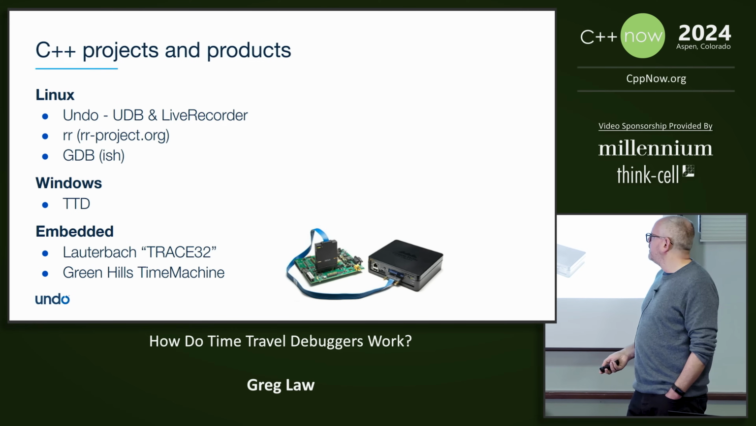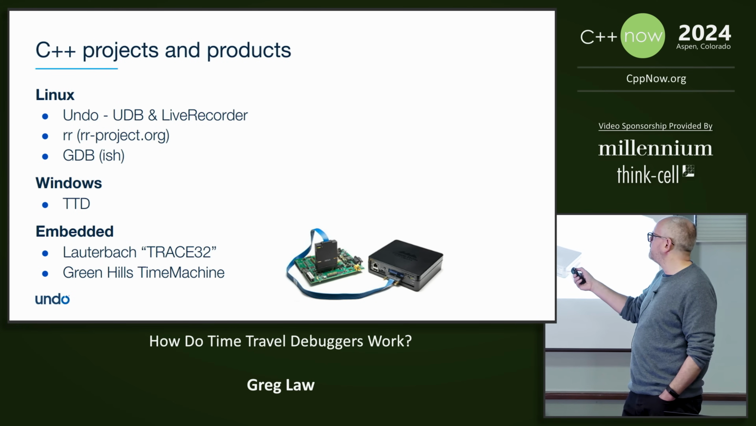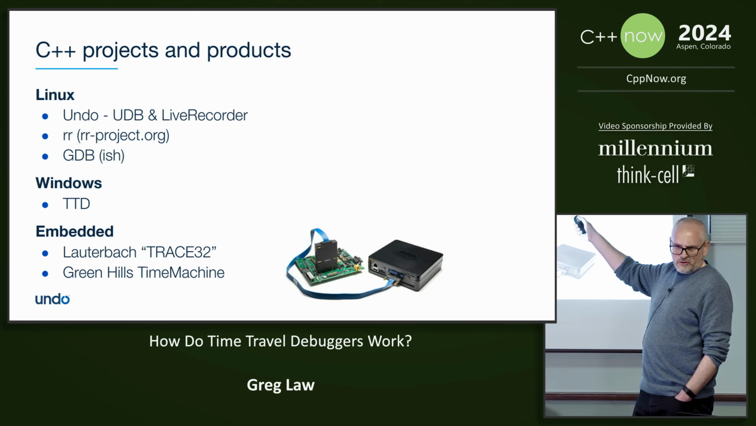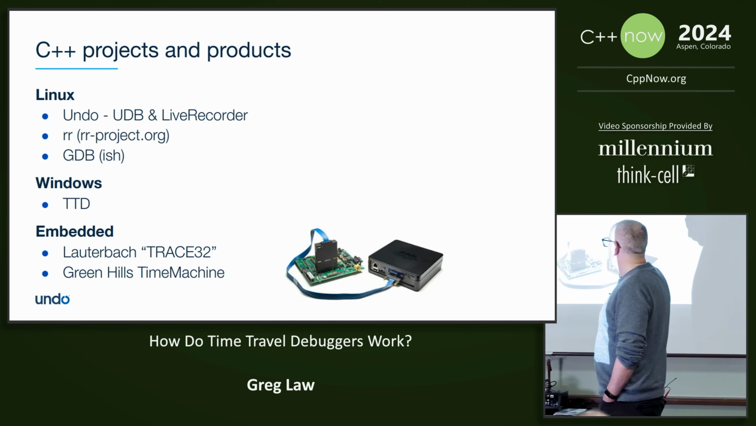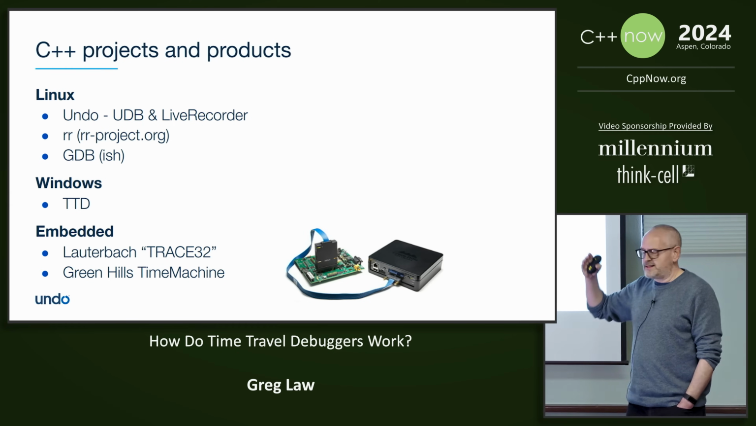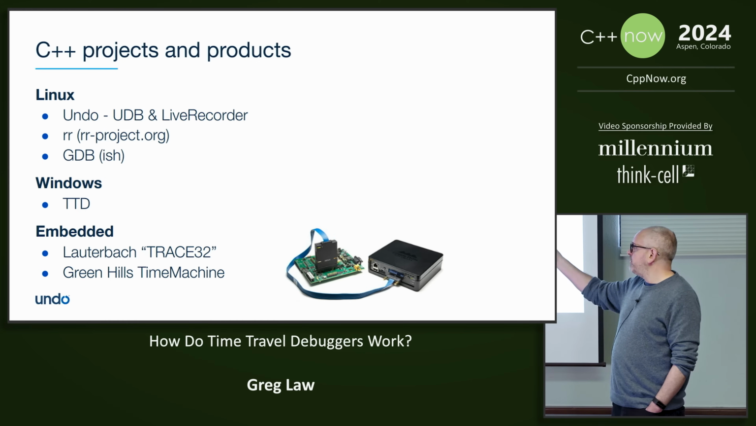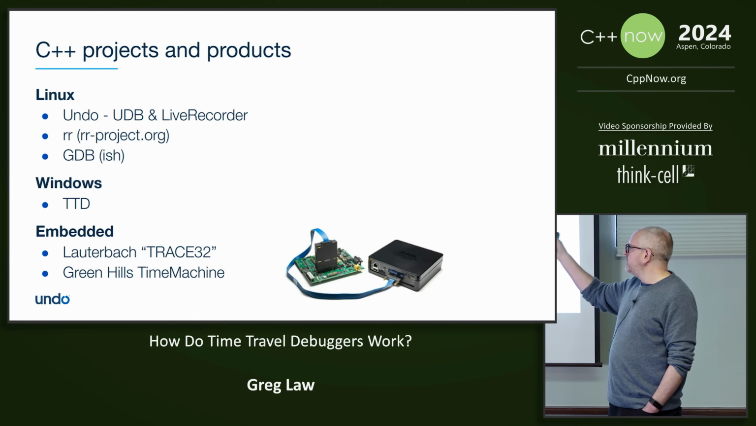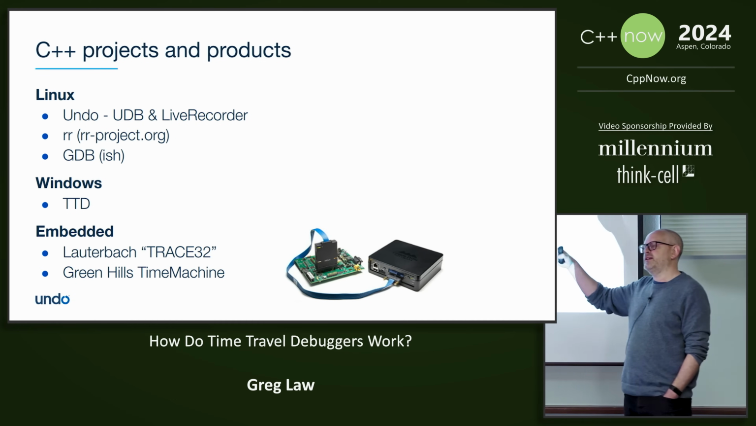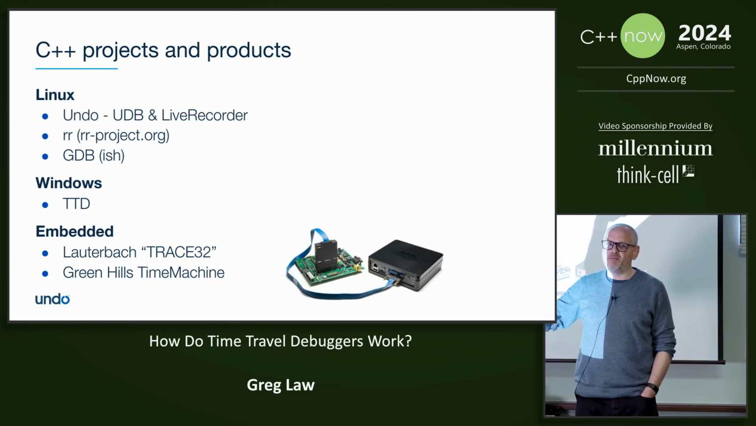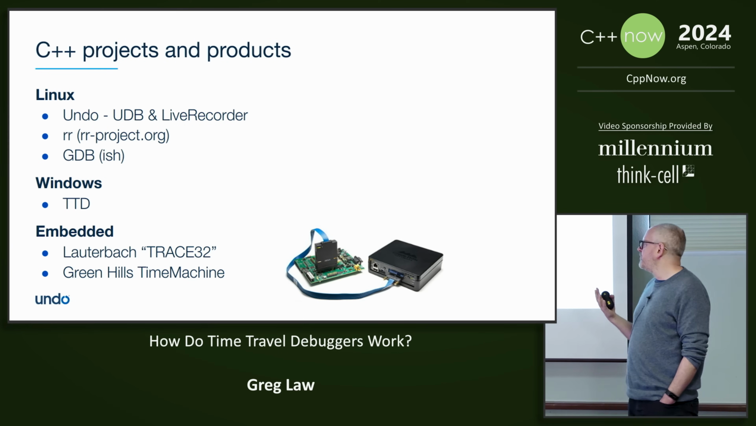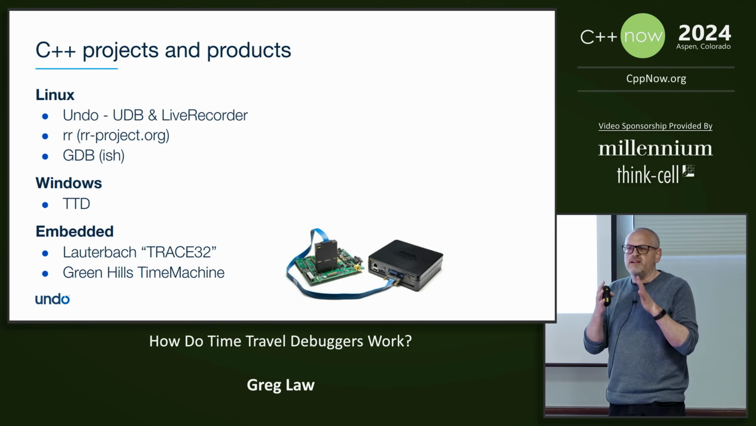These are the main ones for C++. So there's Undo, which I just showed you at the beginning. There's RR, which was just mentioned. That came out of Mozilla. RR stands for record and replay, and that's open source and works really well where it works. It's very good. I said GDB-ish, right? So GDB has had inbuilt time travel capability for some time, but it doesn't really work. Like, it's not real. Well, it can be useful in certain niche cases.